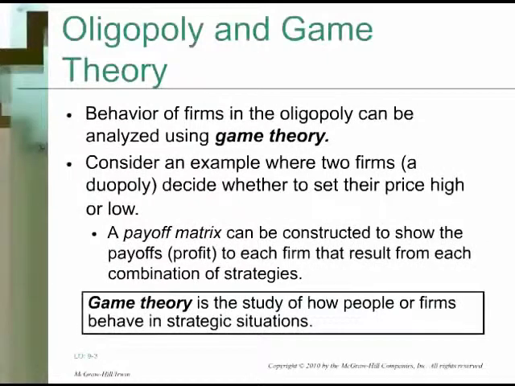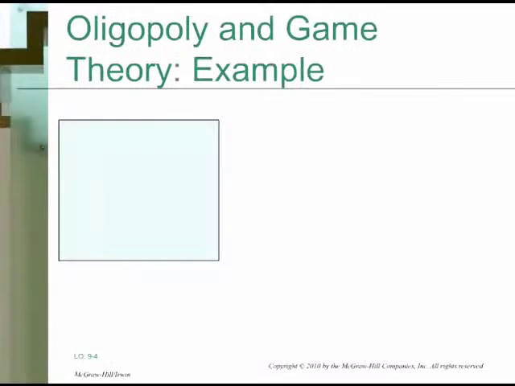Behavior of firms in an oligopoly can be analyzed using game theory, the study of how people or firms behave in strategic situations. Consider an example where two firms, a duopoly, decide whether to set their price high or low. A payoff matrix can be constructed to show payoffs, profit, to each firm that result from each combination of strategies. Let's plot the matrix.